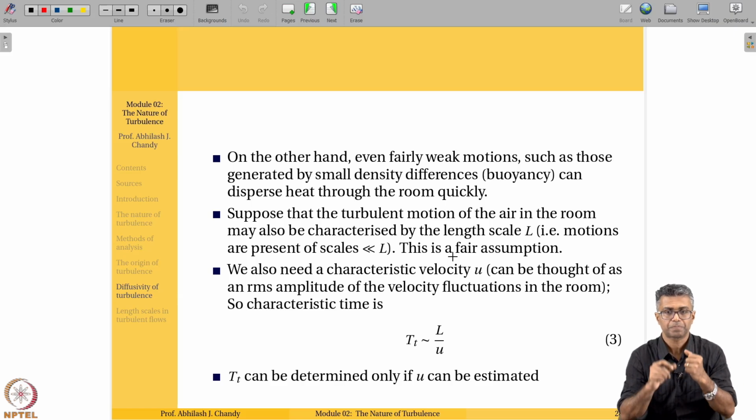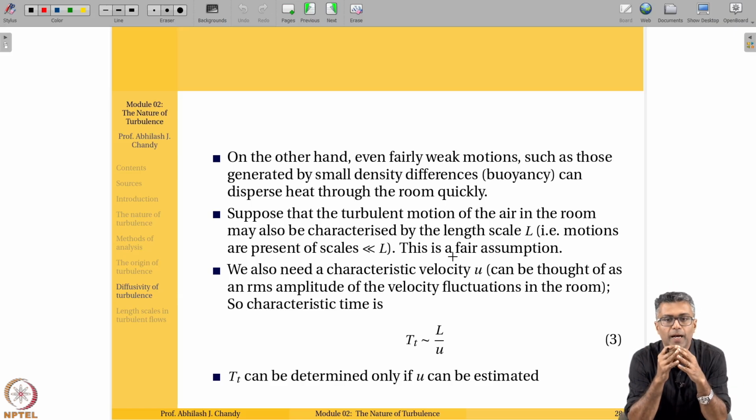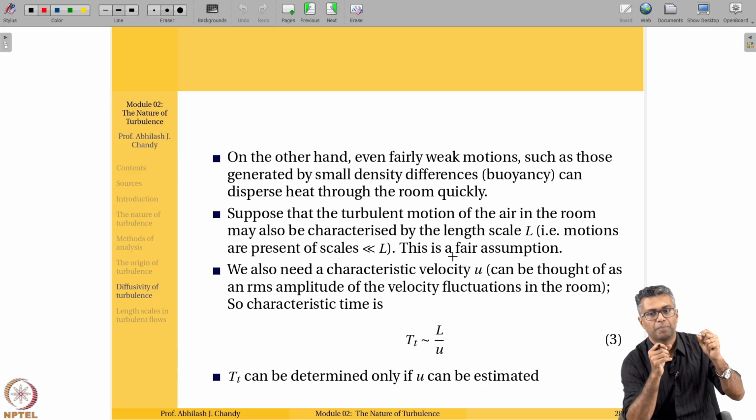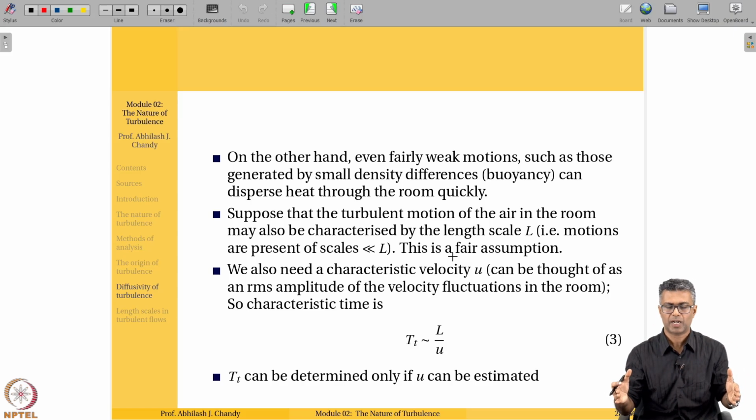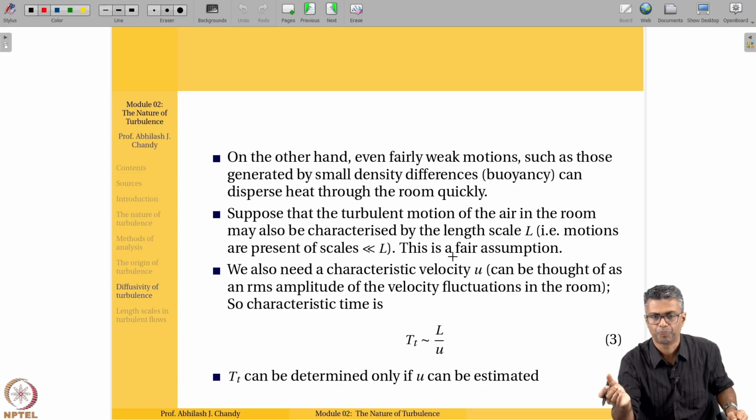Let's see that. So let's say I have airflow, okay, and let's say the motion is again characterized by the length scale L. You will have motions that are present that are of scales much smaller than L, but you can still use L as a characteristic length scale. L is approximately the cube root of the volume of the room.